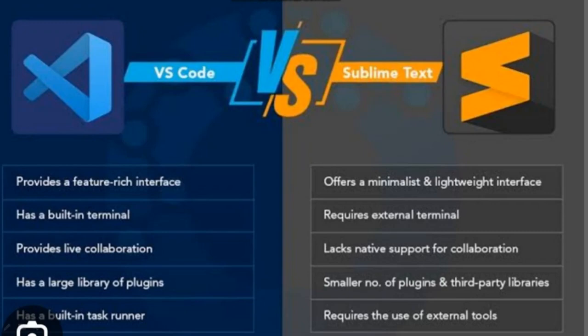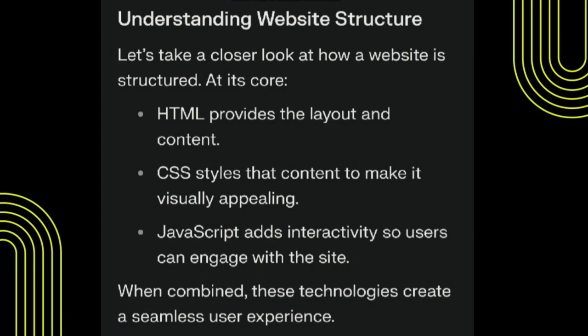Now, from this picture, you can see on your left is the VSC, which provides a feature-rich interface, has a built-in terminal, provides live collaboration, a large library of plugins, and has a built-in task runner. And on the right is Sublime Text, which is also another text editor, which offers a minimalist and lightweight interface, requires an external terminal, lacks native support for collaboration, and a lot more.